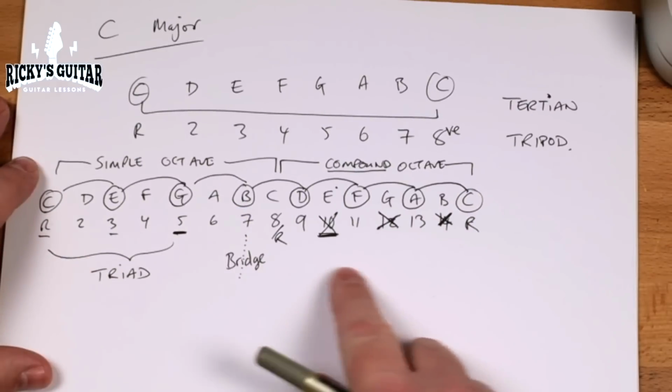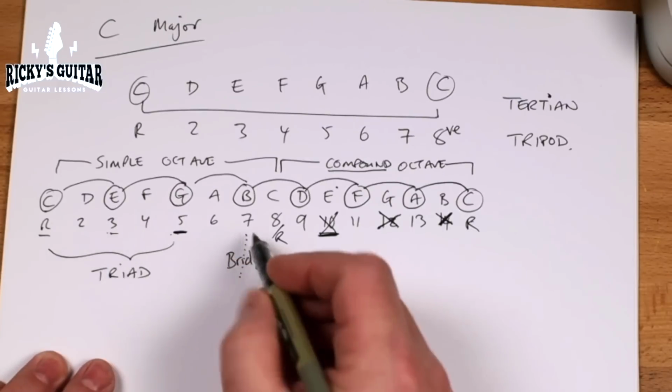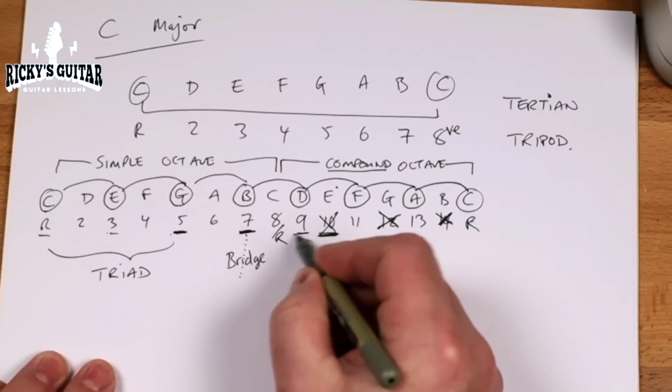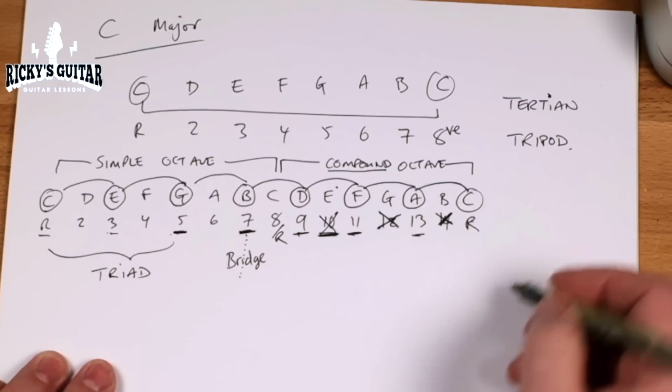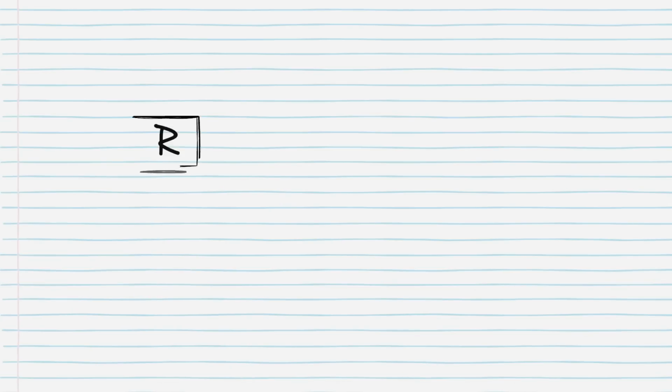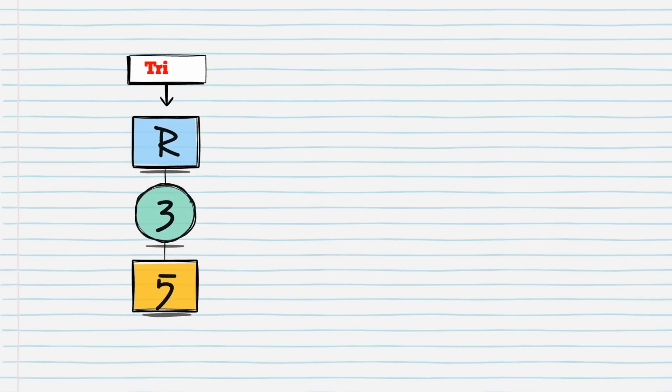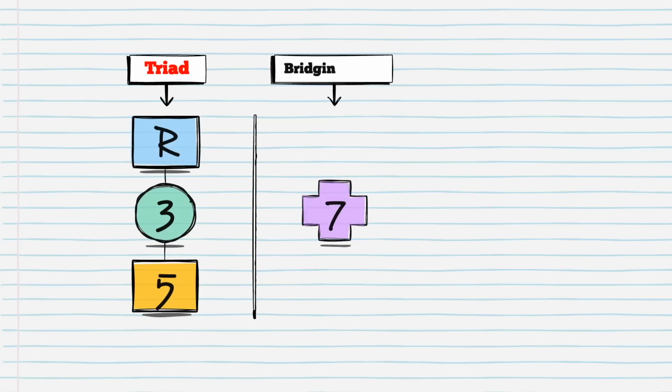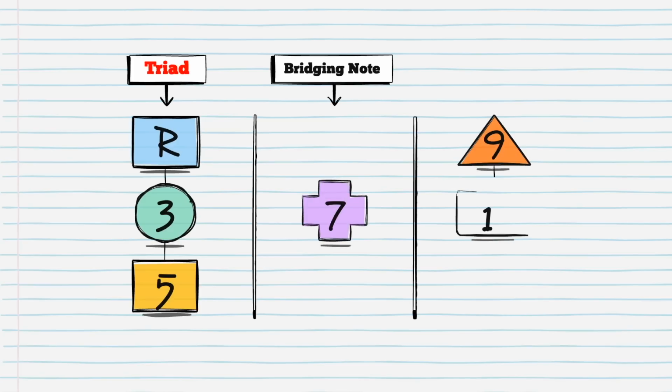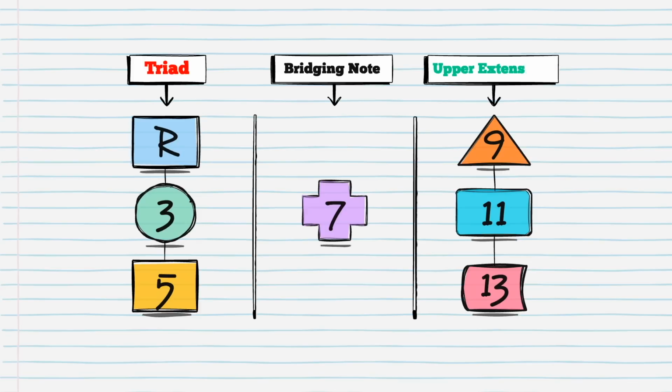What we end up with here, we can see that we get the root, the 3rd, the 5th. We get a kind of 7th, we get a 9th, we get an 11th, and we get a 13th. Let me just write that all out here. So we get root, 3rd, 5th. That's the triad. Then we get the 7th, which is the bridging note. We get the 9, the 11, and the 13. Those are called the upper extensions.